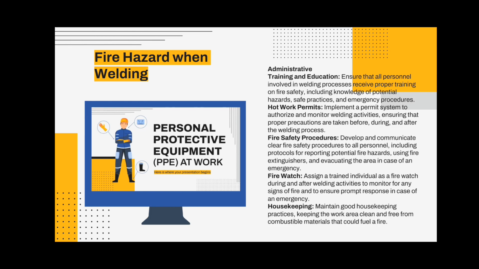And the fourth one is fire watch, which is assigning a trained individual as a fire watch during and after welding activities to monitor for any sign of fire and to ensure prompt response in case of an emergency. The last one is housekeeping, which is maintaining good housekeeping practice, keeping work areas clean and free from combustible material that could fuel a fire.